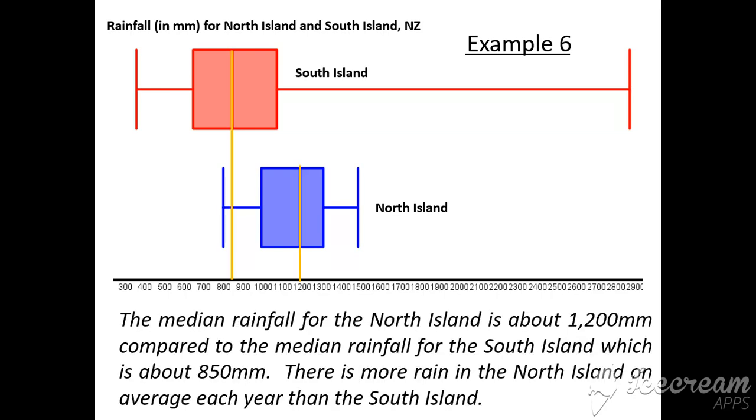The first thing you're probably going to chat about is the median. So I've drawn this line down to the axis and I've worked out, approximately guessing, the median rainfall for the North Island is about 1,200 millimetres compared to the median rainfall for the South Island, which is about 850 millimetres. There is more rain in the North Island on average each year than the South Island.